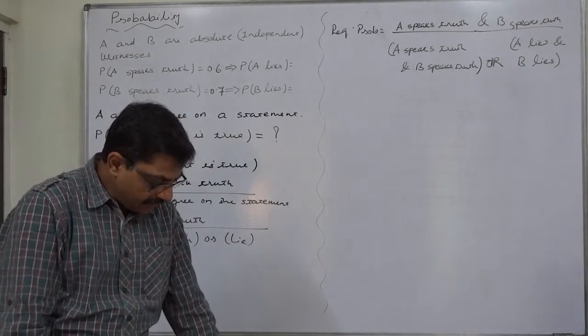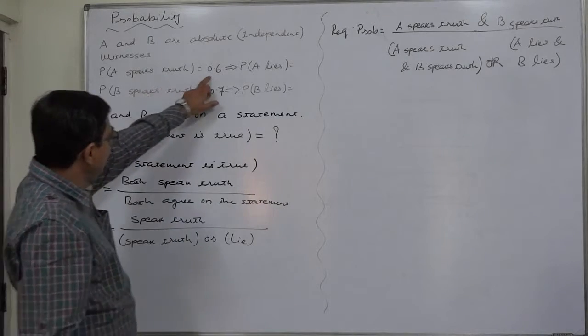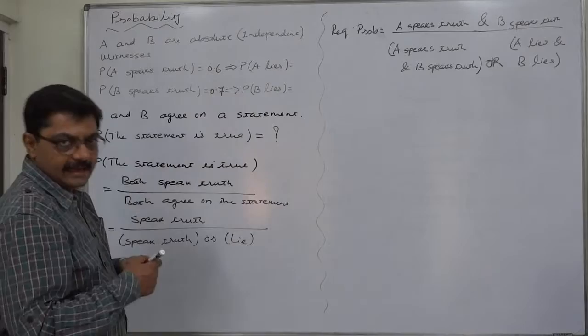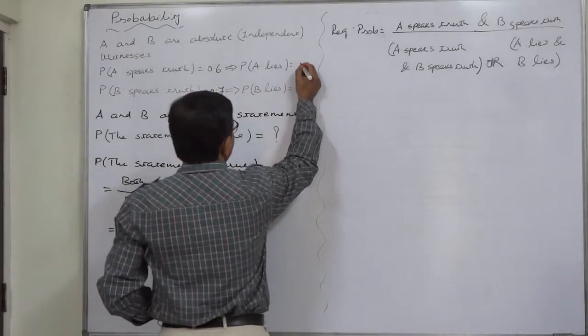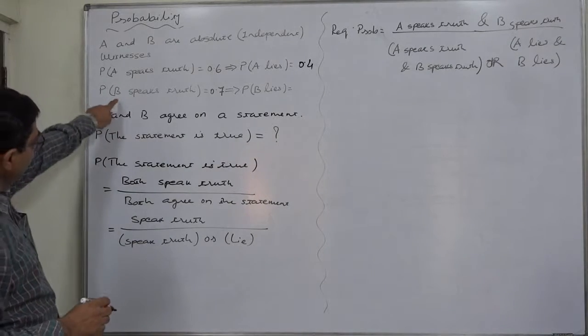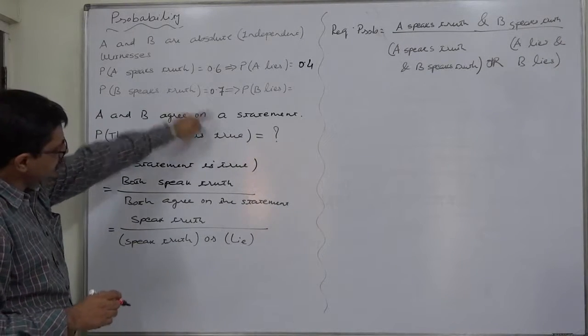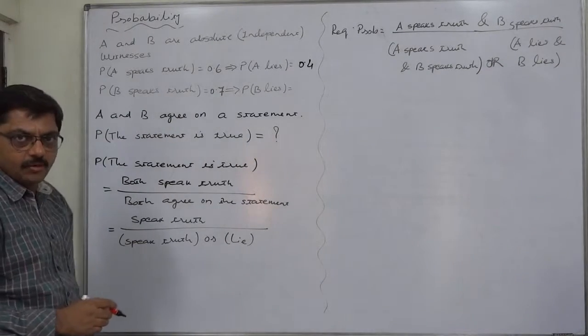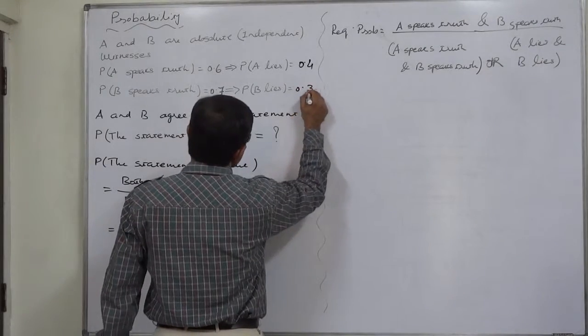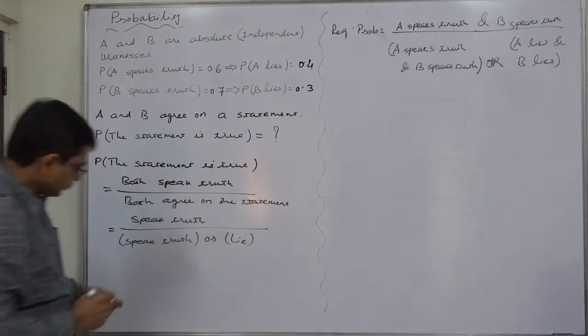The probability that A speaks truth is 0.6. That means the probability that A lies is 1 minus 0.6, that is 0.4. Similarly, the probability that B speaks truth is 0.7. That means the complement event, B lies, has probability 1 minus 0.7, which is 0.3.